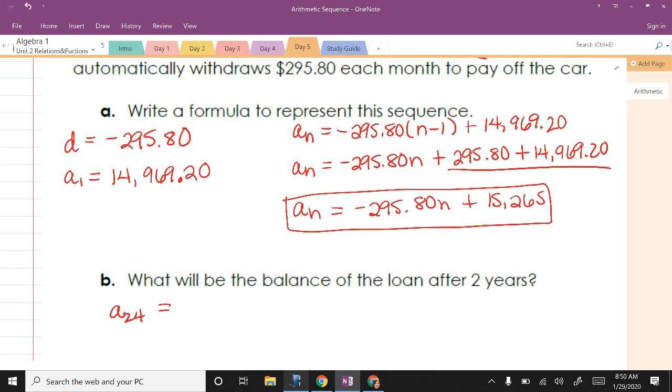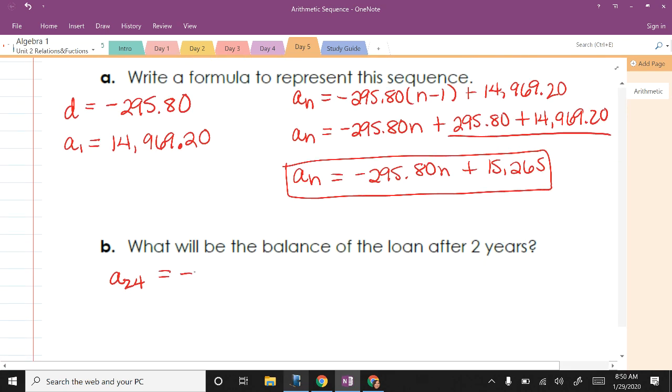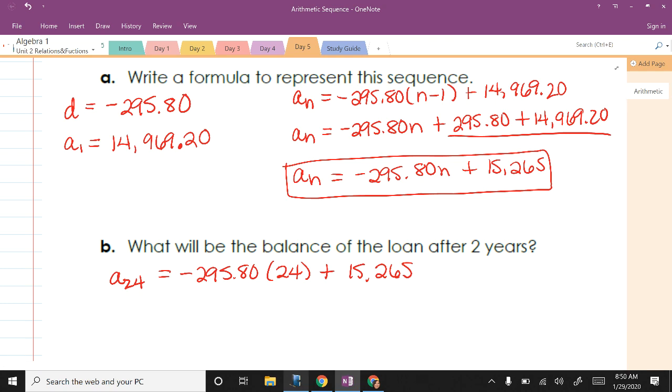All right. So there we go. A sub 24. So it's negative 295.80 times 24 plus 15,265. Y'all help me multiply that, please, so we can make sure we're accurate. Oh, I multiplied times 32 instead of 24. Sorry. Negative $7,099.20, sorry. Plus the total.